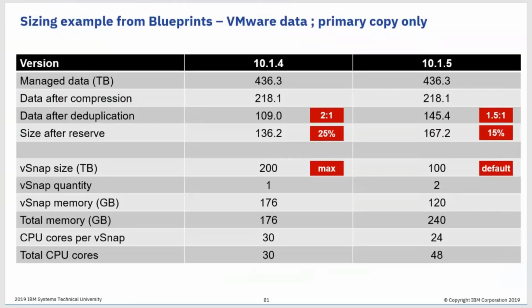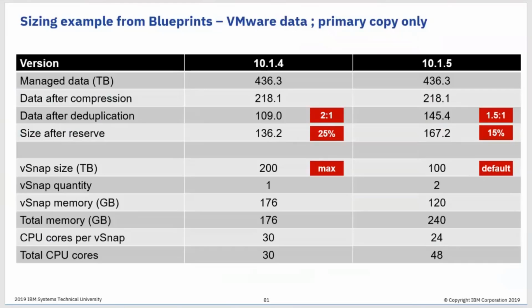Now you notice the data after deduplication in 10.14, that compression number was halved again, and now it's only 1.5 to 1. You're going to have a little more data to store because you don't have by default the same deduplication ratio, and then we have to tax on the reserve space, which was bigger in 10.14, 25%. In 10.15, it's 15% based on the vSnap size.